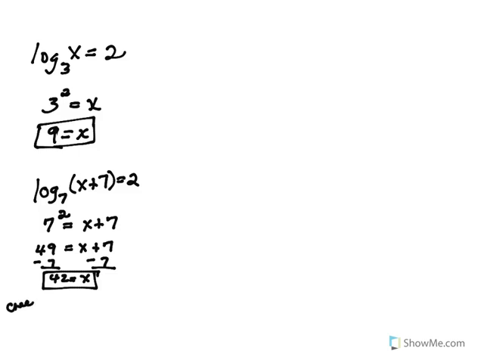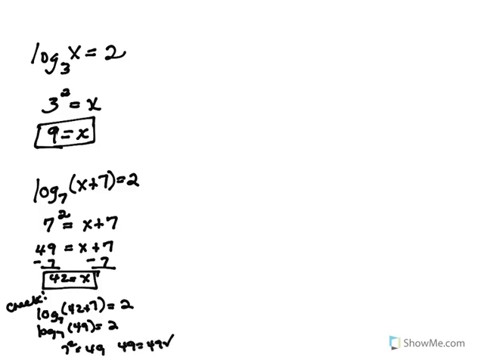So I'm going to check this one just so you can see how it works. This is saying log base 7 of 49 is equal to 2. So 7 squared equals 49, and 49 equals 49. So that's good, and it's correct.